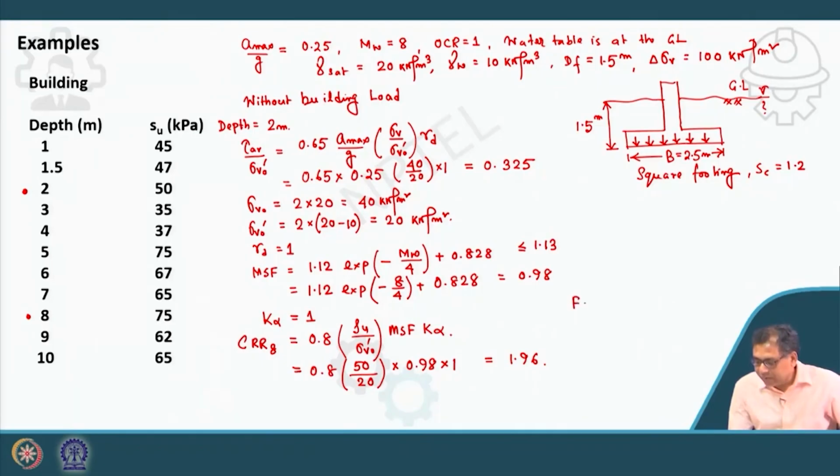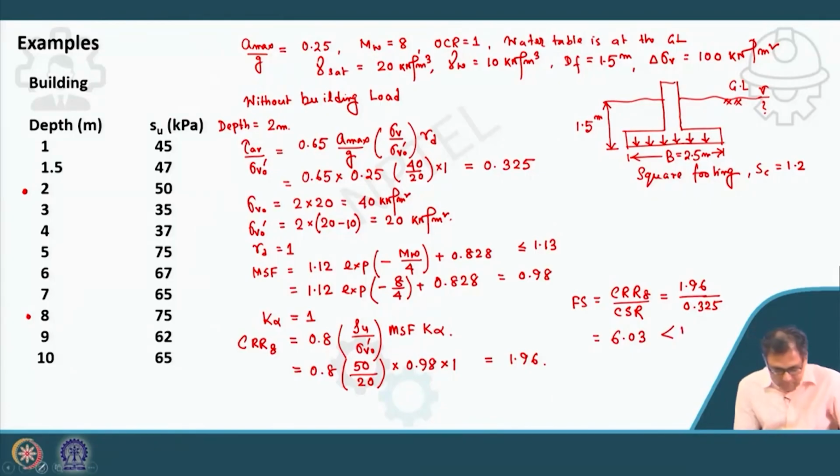So my factor of safety Fs will be CRR8 divided by CSR. So that is equal to 1.96 divided by 0.325, so here it is 6.03. So it is greater than 1. So cyclic softening failure will not occur. So it is safe against cyclic softening.